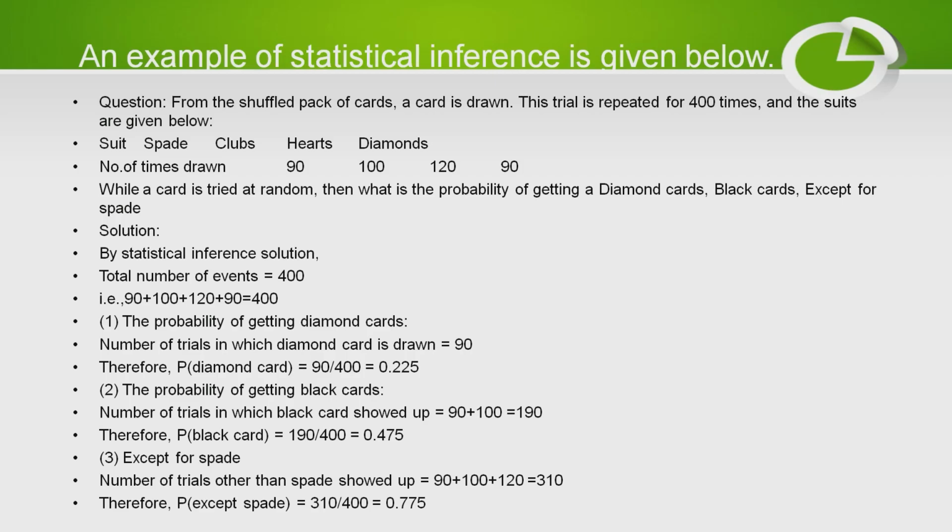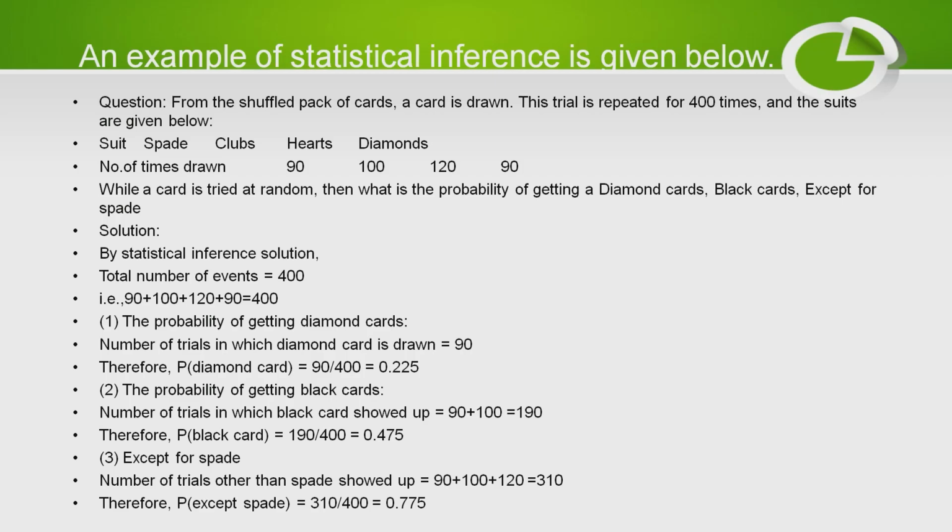From a shuffled pack of cards, a card is drawn. This trial is repeated 400 times and the results are given below. Here is the solution using statistical inference. The total number of events is 400. The number of trials in which a diamond card is drawn is 90. So the probability of a diamond card is 90 by 400, which is equal to 0.225.